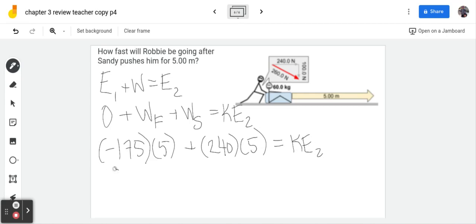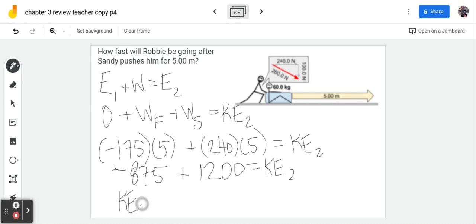When we do the math, we get negative 875 plus 1200. That's equal to KE2, which is going to be 325. KE2 equals 325 joules. So that's how much energy Robbie has after 5 meters. Now we need to just finish up and figure out how fast.